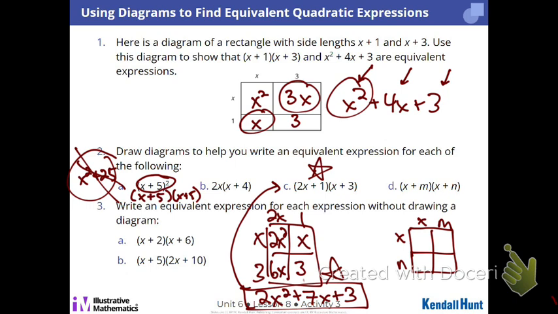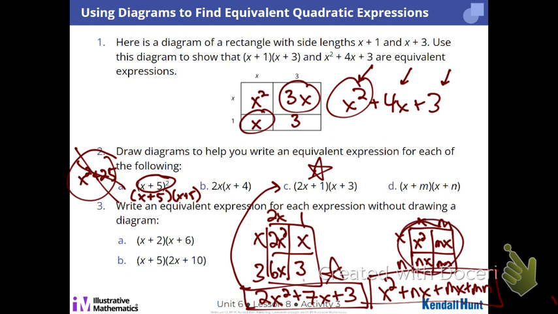Same thing. x times x is x squared. m times x is mx, but x times n is xn. And m times n is mn. I can't combine any of these. None of these are like terms, so it doesn't matter what order. All those terms just need to be there, all right?